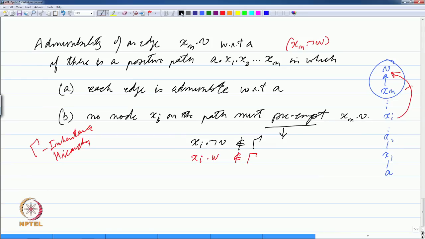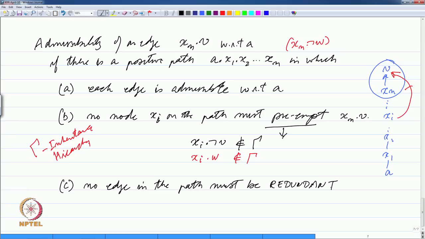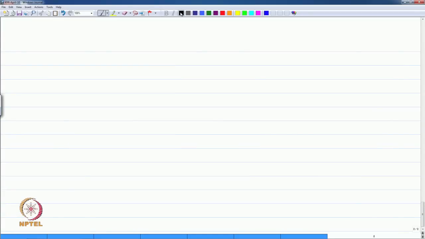And the third property is no edge in the path must be redundant. We saw that when we introduced a new edge which said that Clyde is an elephant, it basically messed up this thing. So, essentially what this condition is saying is that such edges, which are essentially redundant edges, are not allowed essentially. And a redundant edge is as follows.